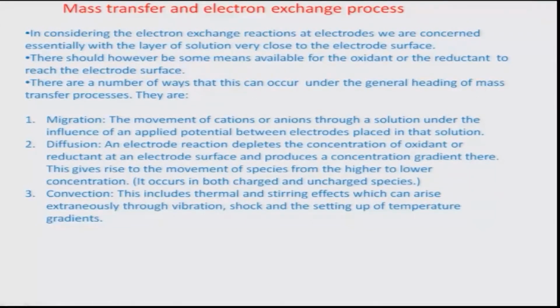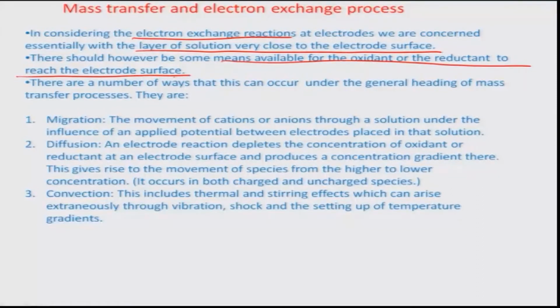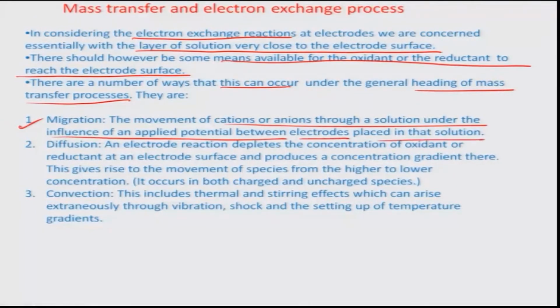So in considering such an electron exchange reaction at electrodes, we are concerned essentially with a layer of solution very close to the electrode surface. There should, however, be some means available for the oxidant or the reductant to reach the electrode surface, and there are a number of ways in which this can occur under the general heading of mass transfer processes. They are migration, which is a movement of cations or anions through a solution under the influence of an external potential between the electrodes placed in that solution. Diffusion is basically concentration gradient driven flow.